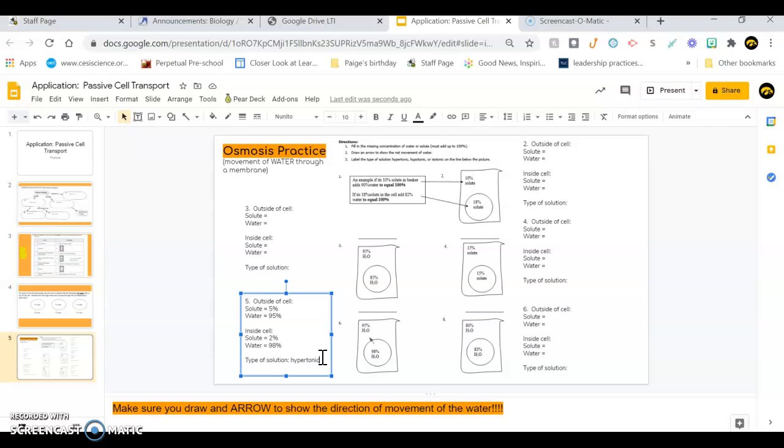So hopefully, after showing you number 5, you are able to complete 2, 3, 4, 5, and 6 for this page. Okay, so I hope that was helpful. Please email me if you have any questions, and I will see you all bright and early Monday and Tuesday morning.